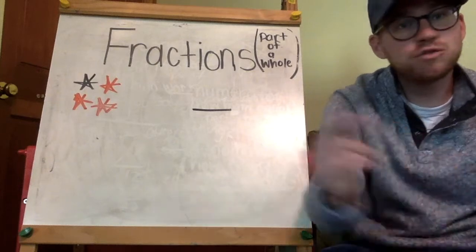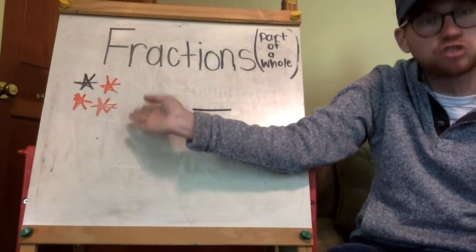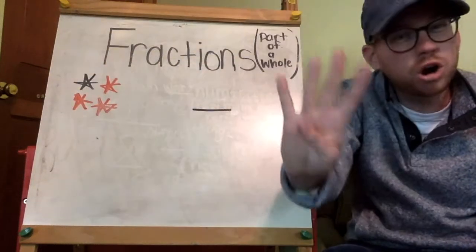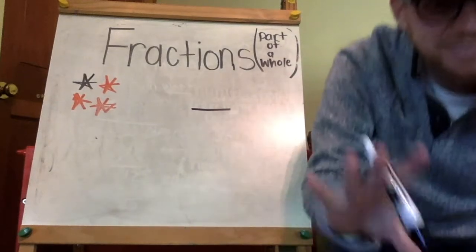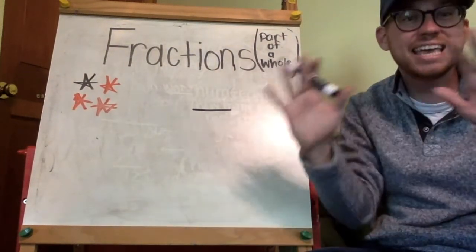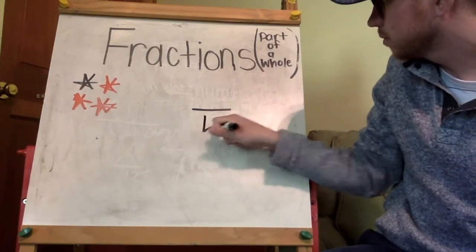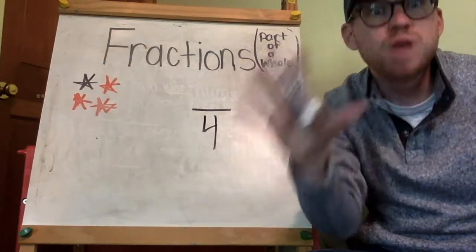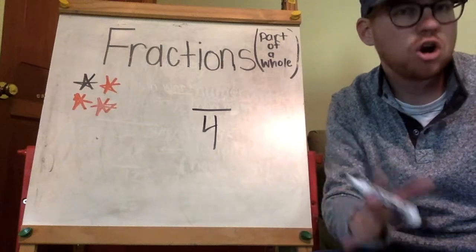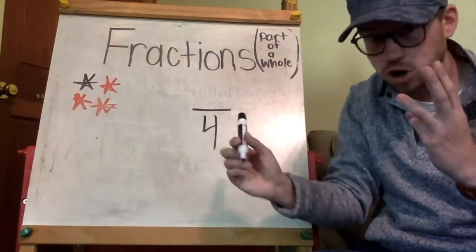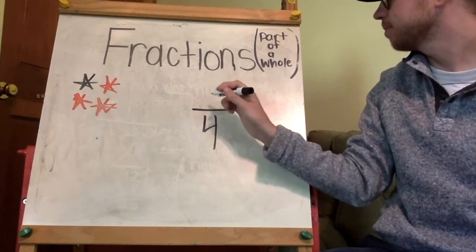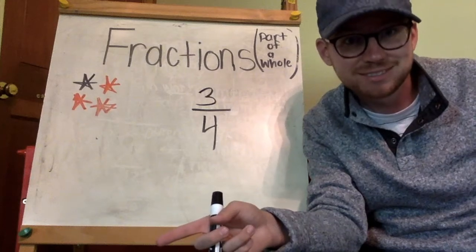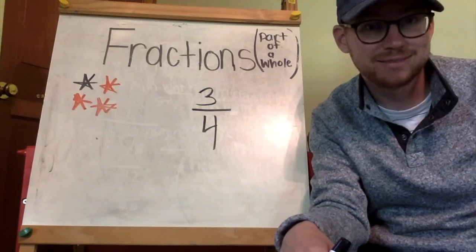So if I said, let's write a fraction of how many of these stars are red, I would say there are 1, 2, 3, 4 stars in total. So that's the denominator. How many do we have in all? Okay, and then I'm looking at the numerator. How many are red was the question. How many stars are red? So 1, 2, 3 stars are red. Okay, so I'm going to say 3/4 of the stars are red.